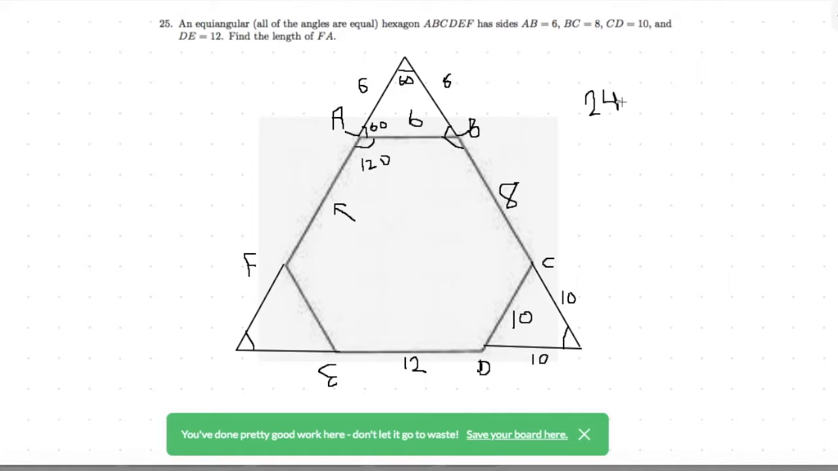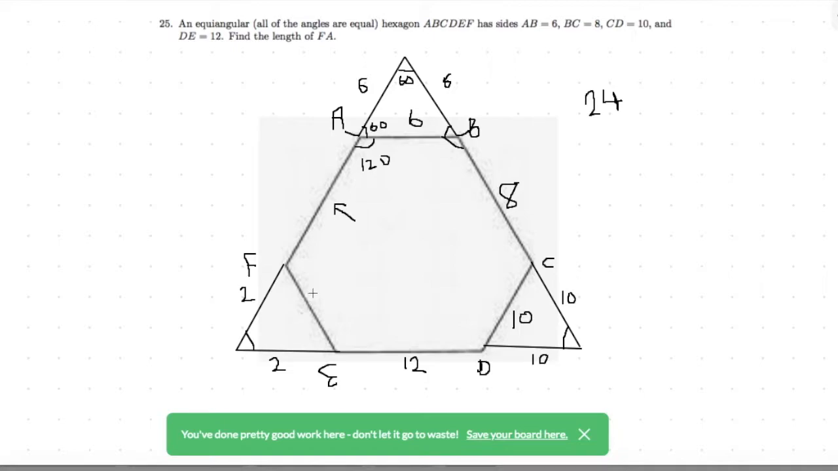And we want to use that somehow to find FA. Well, if this side length is 24, and these two portions of this big side length sum to 22, because 10 plus 12 is 22, that means this must be 2 to make this all 24 in an equilateral triangle. And if this is 2, because this little triangle is also equilateral, this has to also be 2.